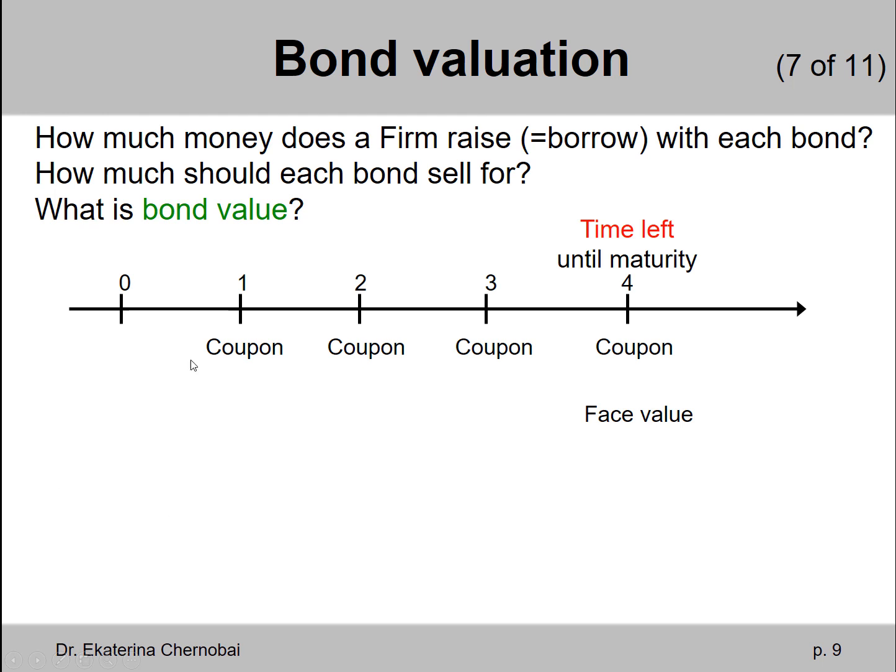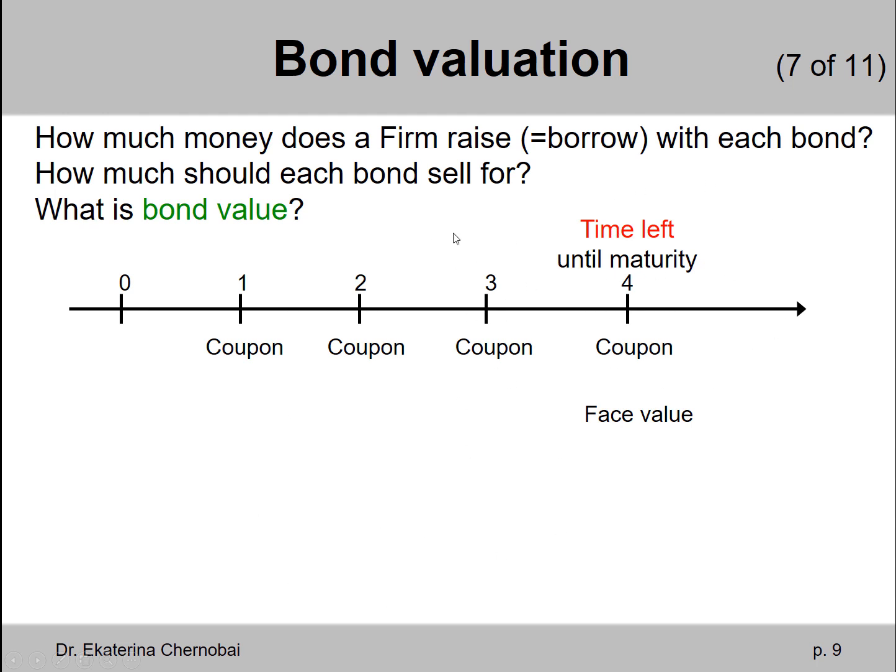And like was shown earlier, what you get in the future when you buy a bond is annual coupon payments, as well as the face value at the very end. And you will continue receiving those coupon payments until maturity. So you look at the amount of time that's left, and that becomes part of our calculations.